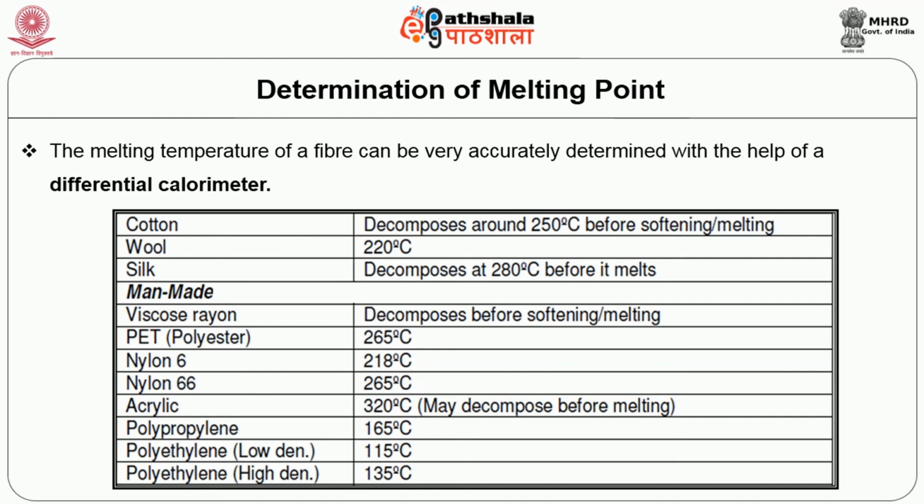In the case of polypropylene, the melting temperature will be 165 degrees centigrade. In case of low density polyethylene, the melting temperature will be 115 degrees centigrade. And in the case of high density polyethylene, the melting temperature will be 150 degrees centigrade. So we can identify the blend composition by using longitudinal view or microscopic test, burning test, melting point test, and also solvent test. So one can identify the fiber by any one of the methods.